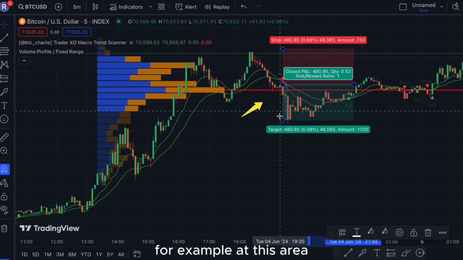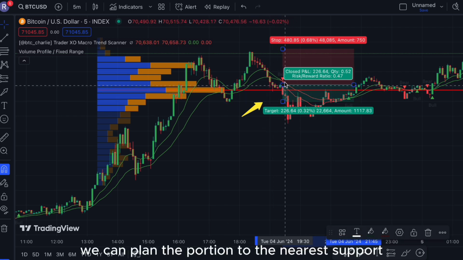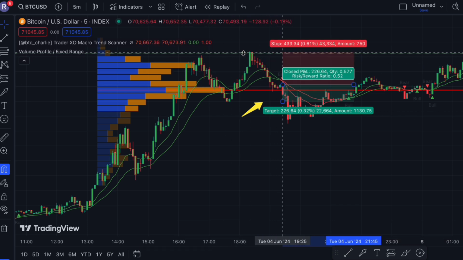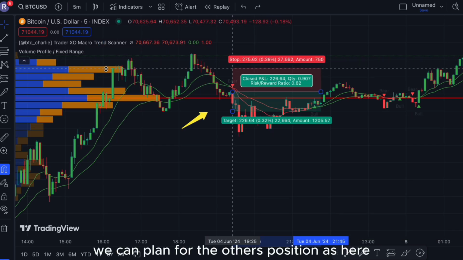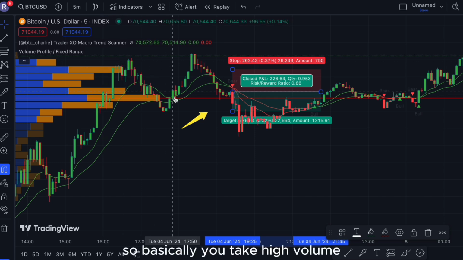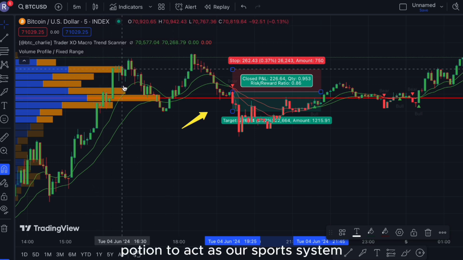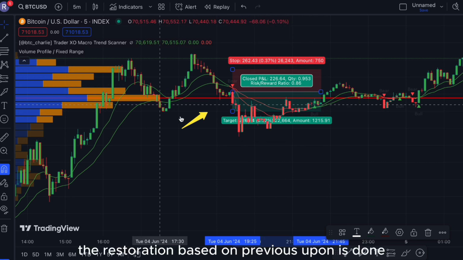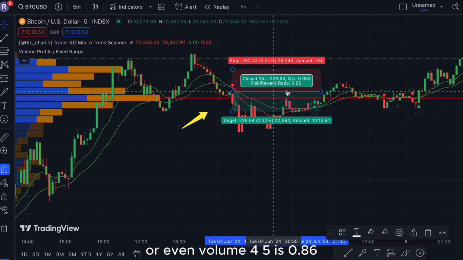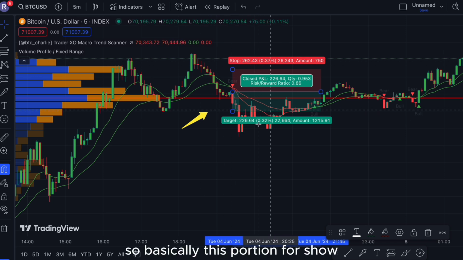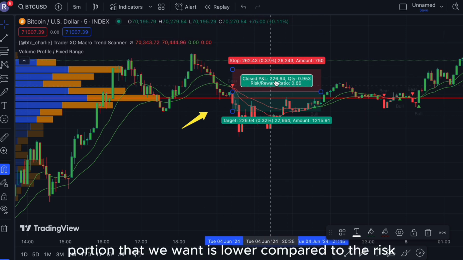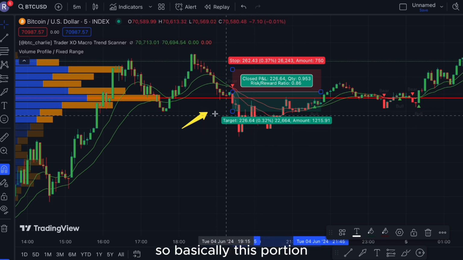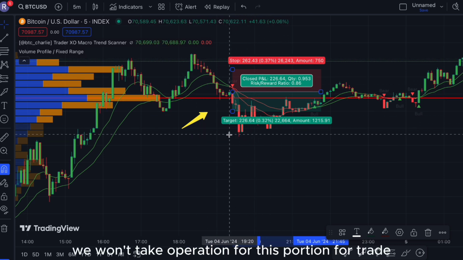For example, at this area, we can plan the position to the nearest support and resistance as in the graph, and we can also plan other positions as here. Basically, we will take high volume areas to act as our support and resistance. As you can see, currently the risk reward ratio based on previous support and resistance or volume profile is 0.86. So for this short position, the reward is lower compared to the risk, as the ratio is less than 1. So we won't take this position for a trade.